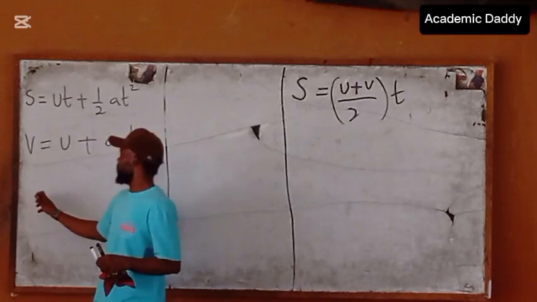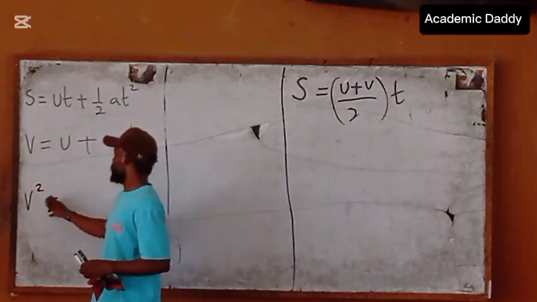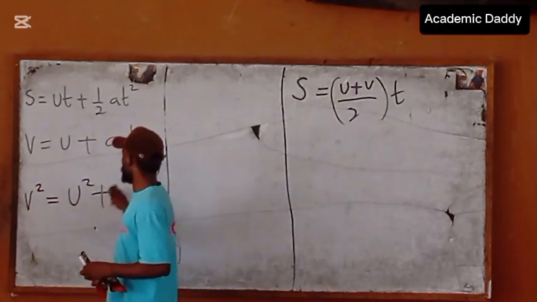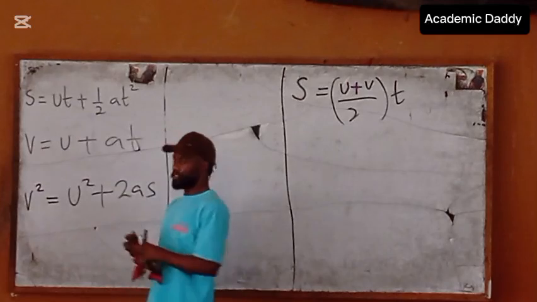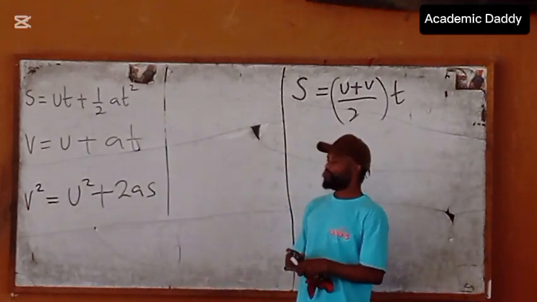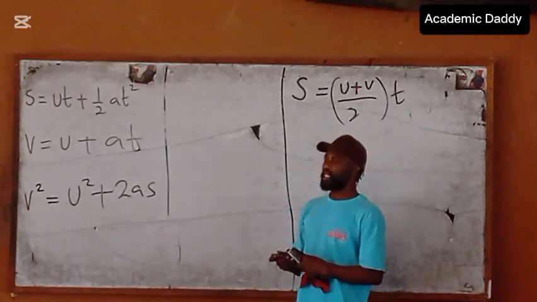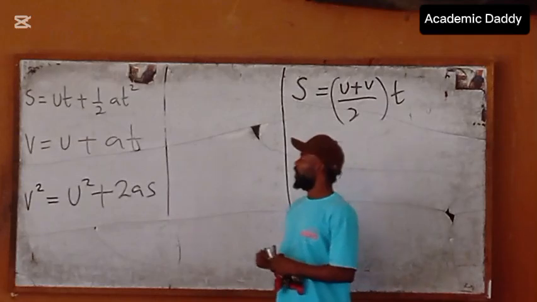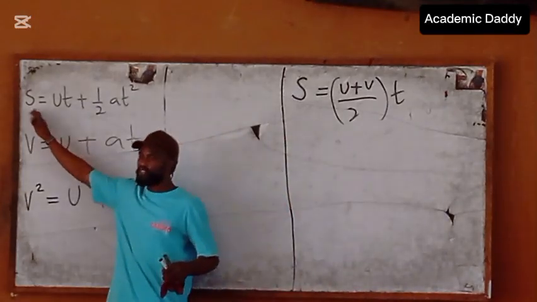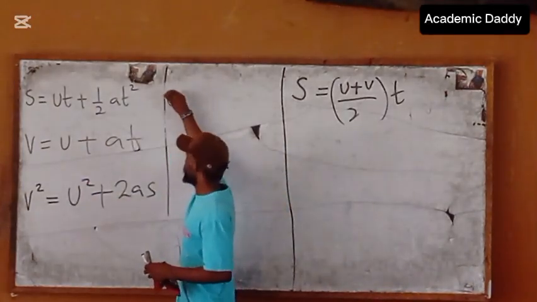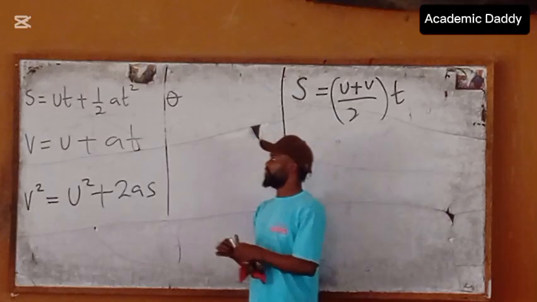Now, V squared is equal to U squared plus 2aS. For me to derive this for the equations of circular motion, all I just need to do is remember that S is called theta. Is it not good? Please try and remember, S is called theta.